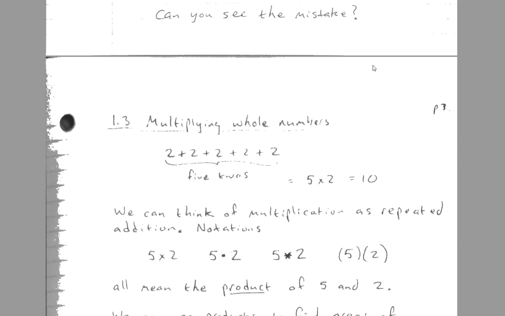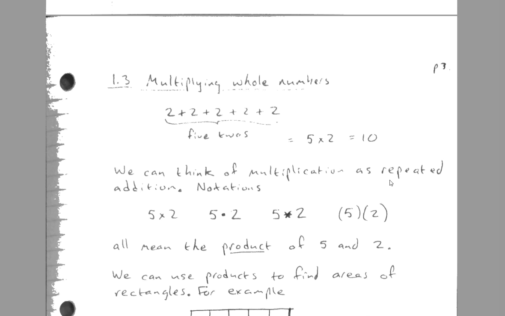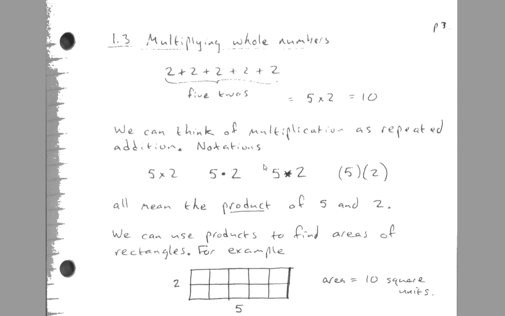Next operation is multiplication. So multiplication, one way to think of it is it's just repeated addition. So 2 plus 2 plus 2 plus 2 plus 2. We've got 5 2's. So if you add those up, 4, 6, 8, 10. 5 2's is equal to 10. So 5 times 2 equals 10.